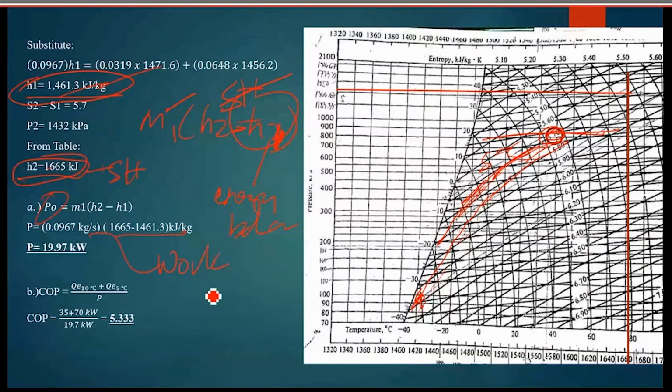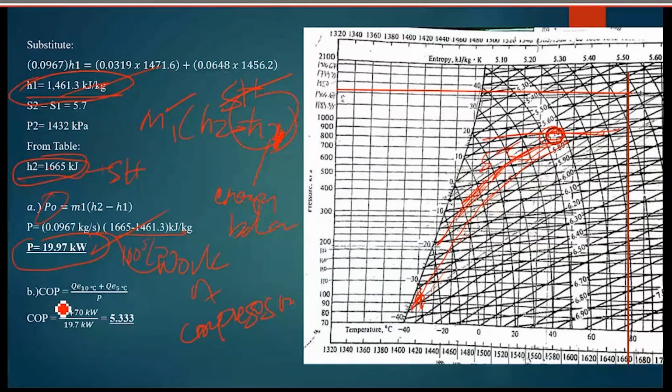Work is only happening in the compressor. The equipment that does the work, that compresses the refrigerant, is the compressor. So power is this. We don't have efficiency, so 100% efficiency is assumed. If there's an efficiency, we could multiply that. So here we have the power of the compressor, or compression.